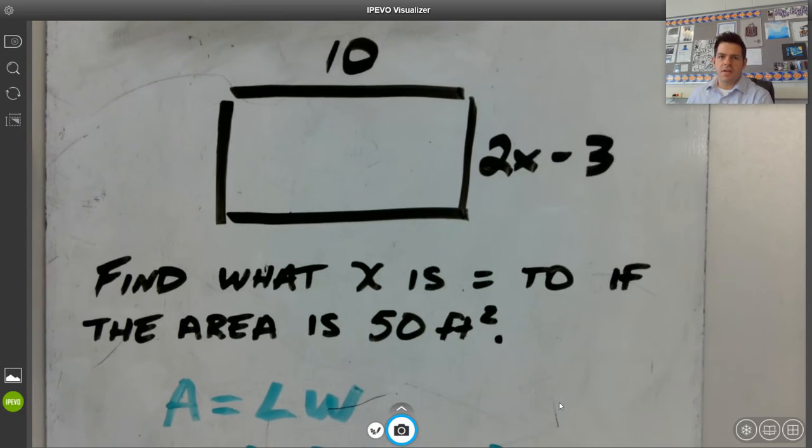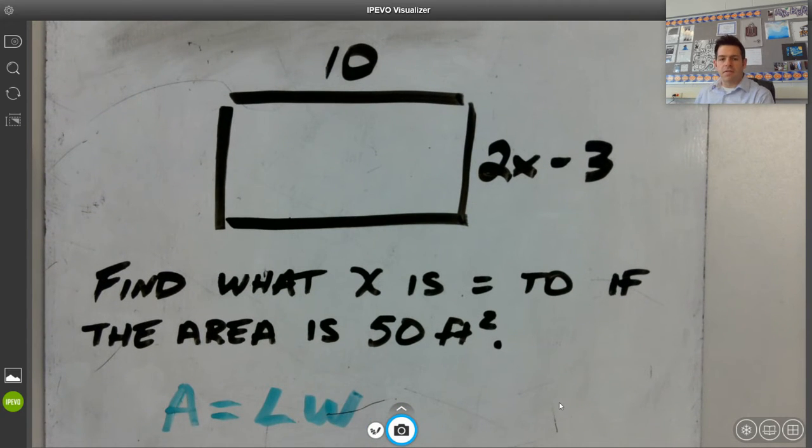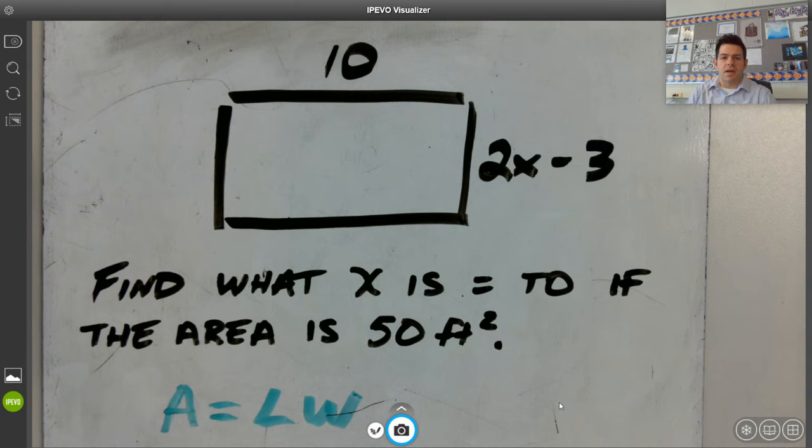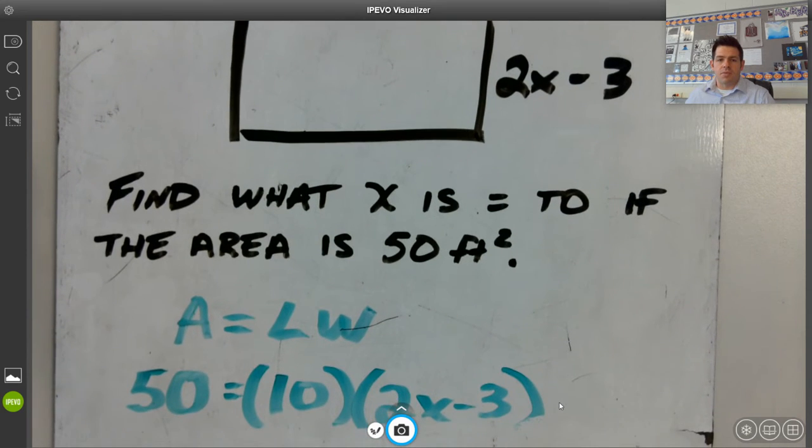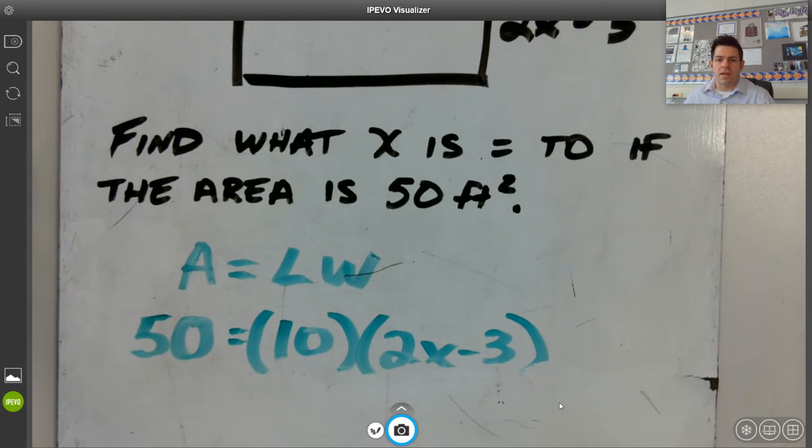So in our previous video, we had this problem right here. We wanted to figure out the variable x. We said that the length and width here were 10, and then that expression 2x minus 3, we wanted to solve for x, like I just said. We knew the area was 50, and we had area is equal to length times width.